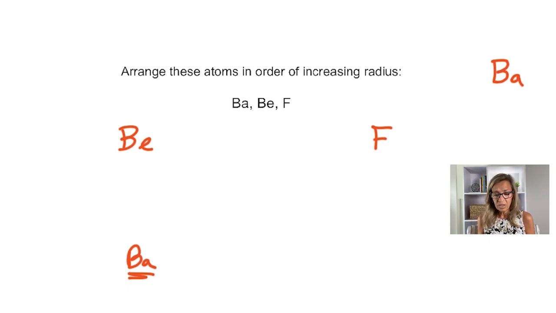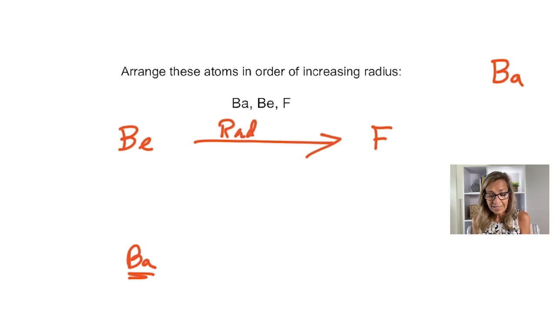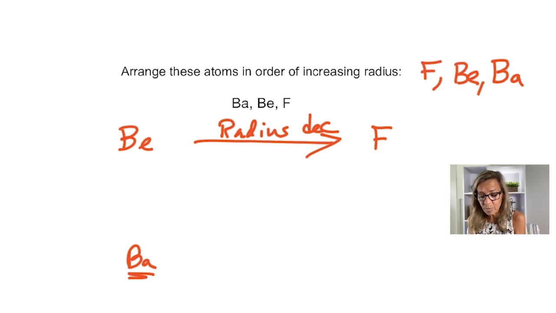Now, which one is bigger, beryllium or fluorine? What is our trend as we go to the right? Radius increases. I'm sorry, it decreases. Why? Effective nuclear charge is pulling those valence electrons in slightly as we go to the right. And so if radius decreases, that means fluorine, he's the smallest, and beryllium is right there. So that is the order of increasing radius. And the only way to do it is to locate elements on the periodic table and remember the trends.